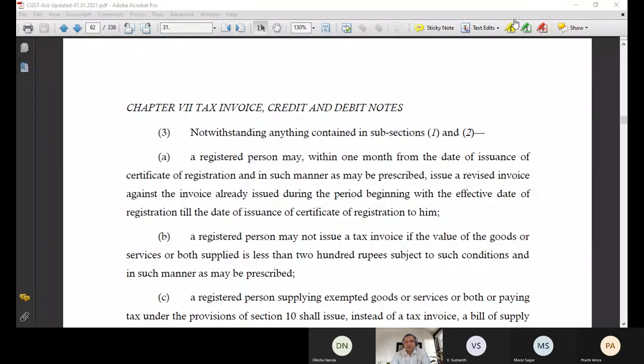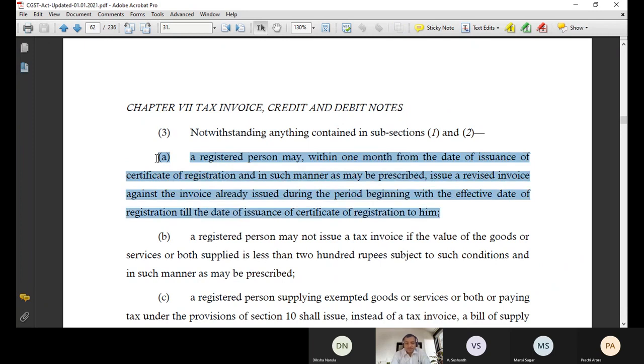So we have covered goods as well as services. Now subsection 3: notwithstanding anything contained in subsection 1 and 2. Subsection 3 is supreme over subsection 1 and 2. It says that it does not matter what your subsection 1 and 2 say, what I say is final.